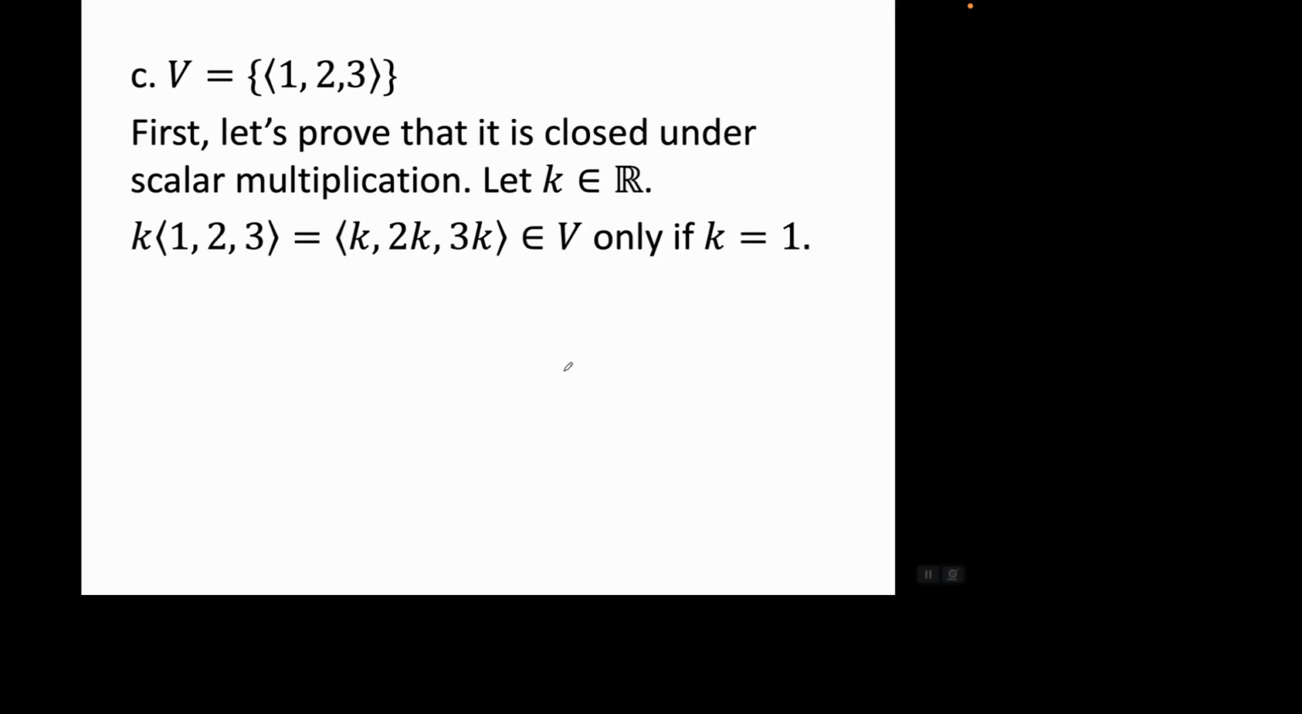How about V equals the vector (1, 2, 3)? V just has one vector in it, (1, 2, 3). First, let's try to prove that it's closed under scalar multiplication. Let k be in R. k times (1, 2, 3) is (k, 2k, 3k). No, that's going to be in V only if k equals 1, because V has exactly one vector in it, (1, 2, 3), and this is in V only if k equals 1.